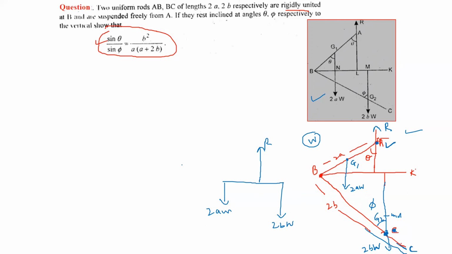So we have to calculate sin theta by sin phi, and we have to prove that it is equal to b square by a into (a plus 2b). This is what we need to do. So how can we manage it?